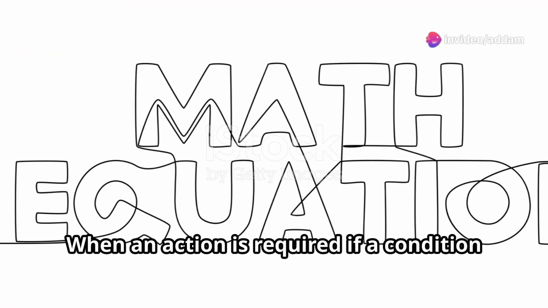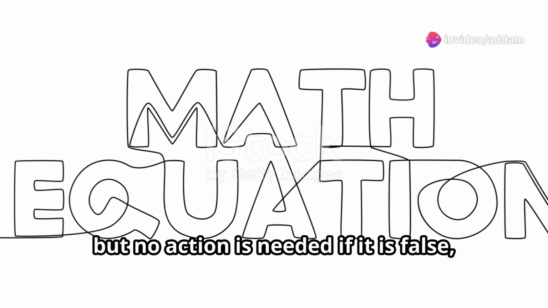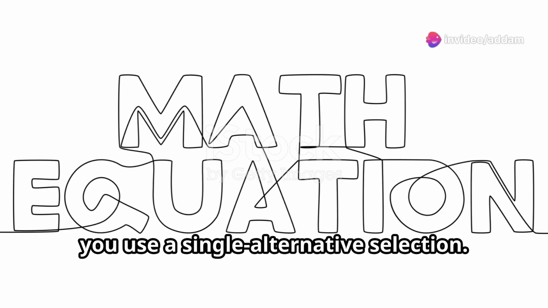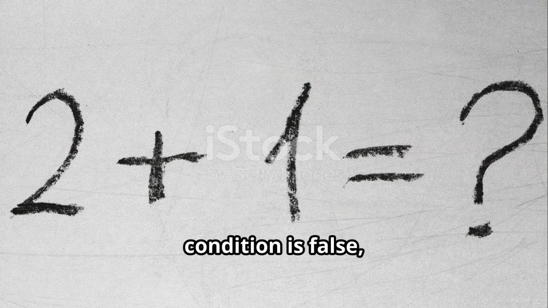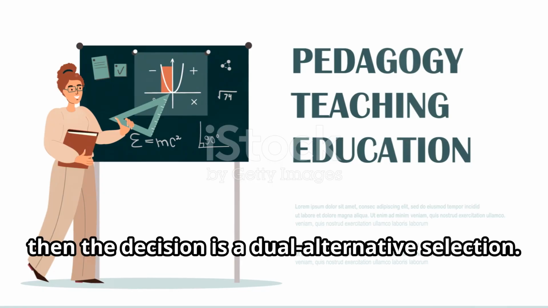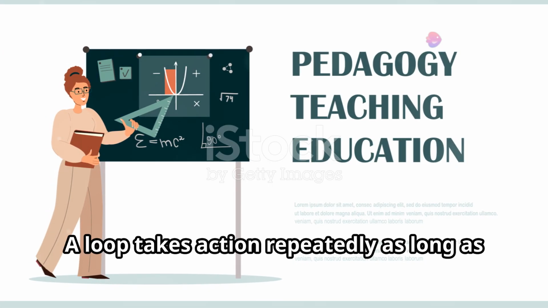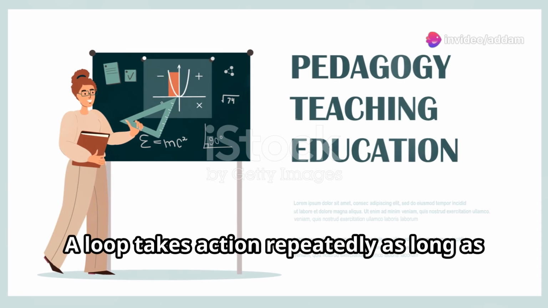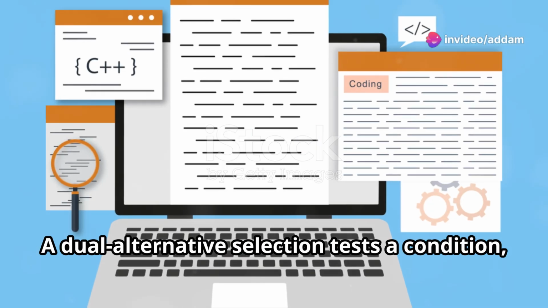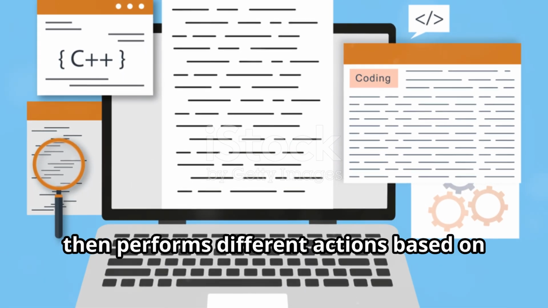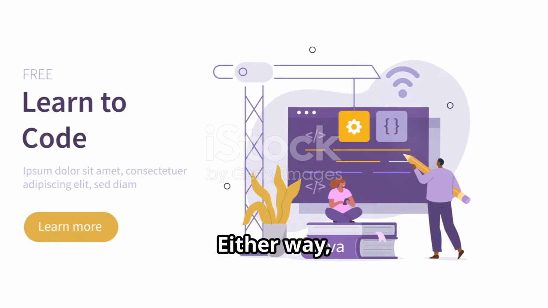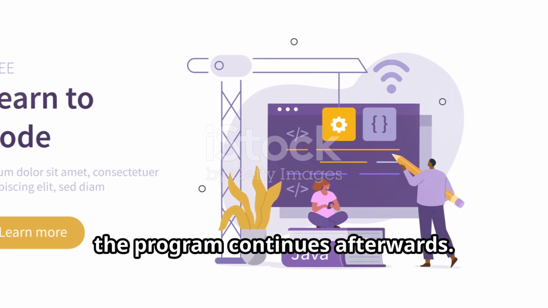When an action is required if a condition is true, but no action is needed if it is false, you use a single alternative selection. If separate actions are required when the condition is false, then the decision is a dual alternative selection. A loop takes action repeatedly as long as a condition remains true. A dual alternative selection tests a condition, then performs different actions based on the evaluation. Either way, the program continues afterwards.